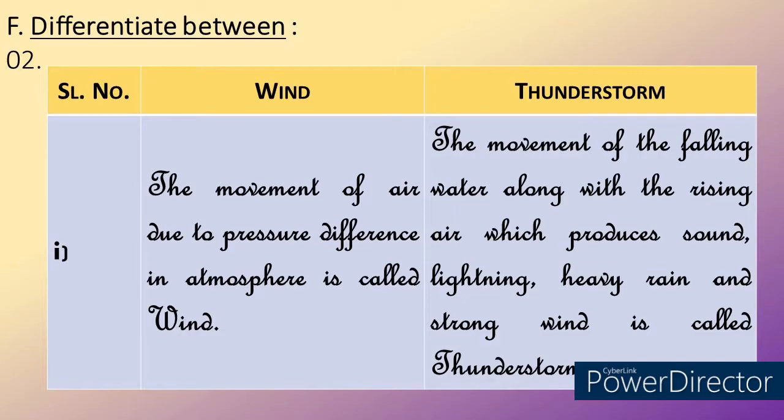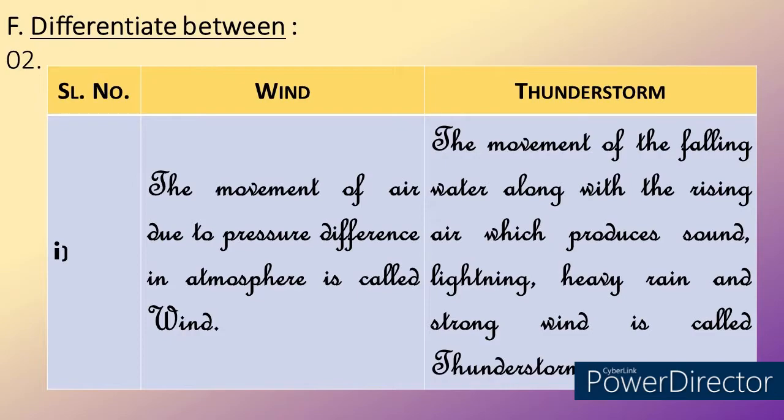If you have listened to my class, I hope you know when there is a pressure difference, you come across wind. The same wind, if it is strong and powerful, you call it a storm, and the storm along with thunder, rain, etc., is known as thunderstorm. So you all know. Let me read the answer here.